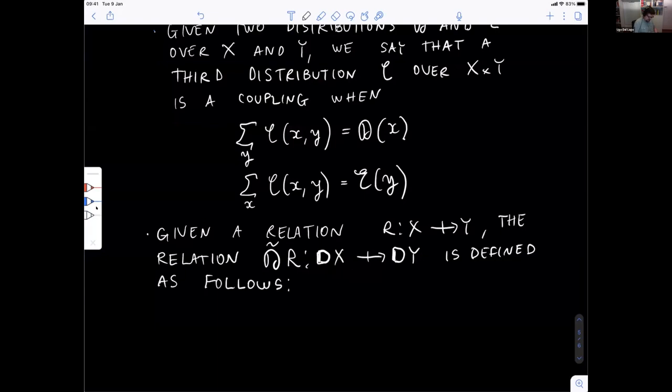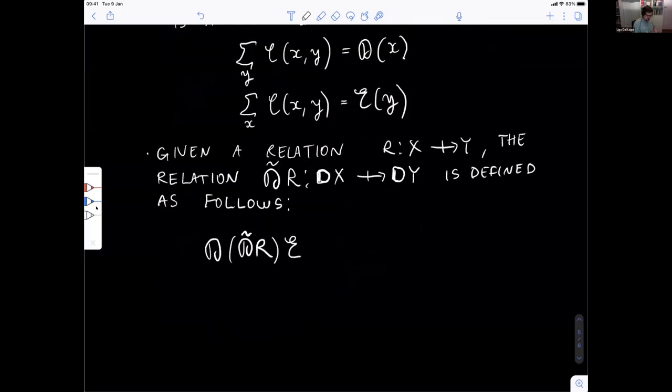Two distributions are related according to the relation we have defined if and only if there exists a coupling between them. This is, by the way, the set of all couplings.